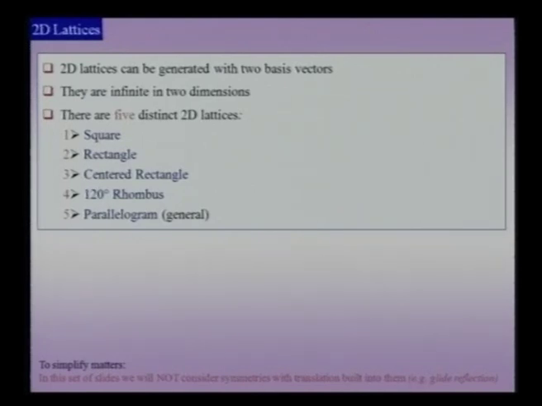So this is the new point we are considering here, that the 2-dimensional lattices which can be constructed with 2 basis vectors and which are infinite in 2 dimensions, there are 5 different 2-dimensional lattices which are distinct from one another. These 5 2-dimensional lattices are the square lattice, the rectangle lattice, the centered rectangle lattice, the 120-degree rhombus lattice, and the general parallelogram lattice.